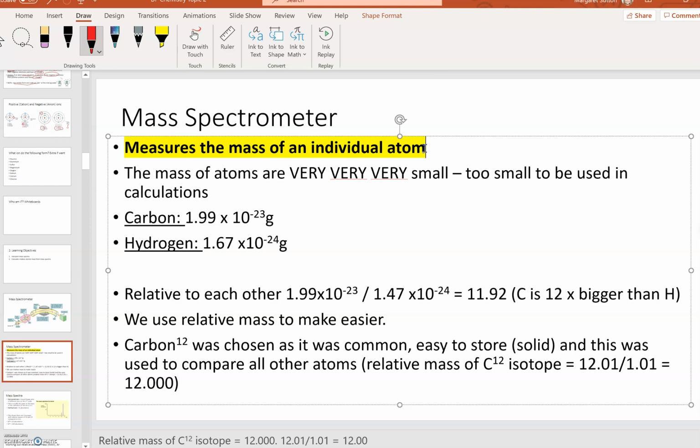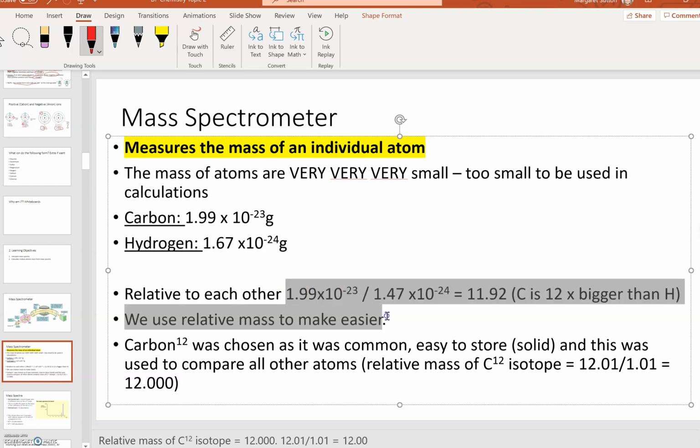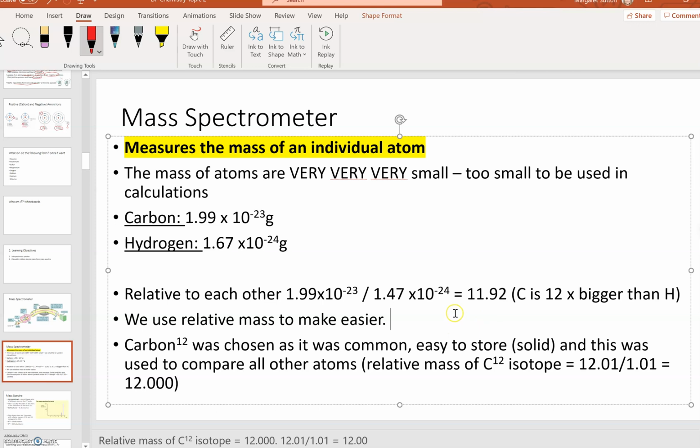Now we know atoms are incredibly tiny and really too small to use in calculations. So here's the actual mass of a carbon atom and the actual mass of a hydrogen atom, and they're really, really small. And when you relate these to each other, you get 11.92, so effectively carbon is 12 times bigger than hydrogen. We always compare to carbon-12 because it was common, easy to store, and when used in calculations it produced a really nice number, which is really good.